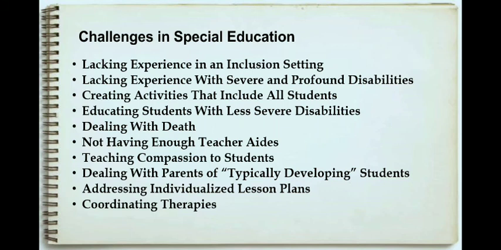Number 5 is dealing with death. That is difficult for any teacher to explain to their students. When you have a special needs inclusive classroom, there may be students with chronic illnesses, and teachers may have to help the class process the death of a classmate. Number 6, not having enough teacher aides.